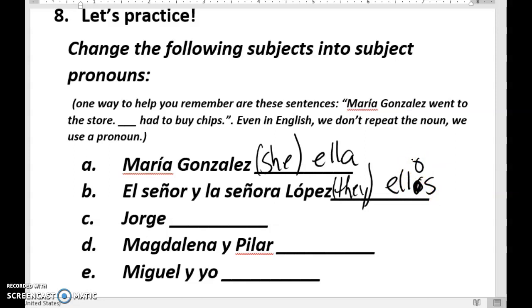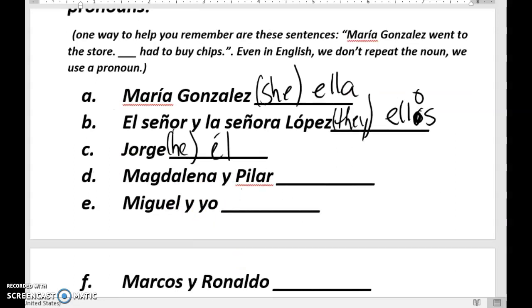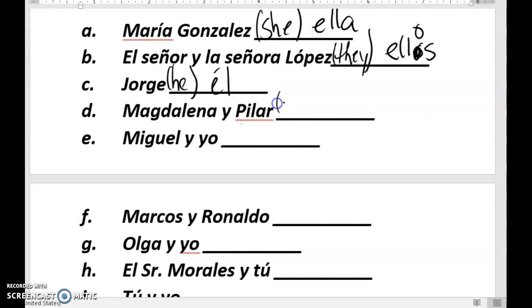Jorge went to the store. Blank had to buy chips. In English, we would say he. It's él. There's an accent on that. Otherwise, it means the. We know that. Magdalena and Pilar went to the store. Blank had to buy chips. Those are two girls. So we need the feminine. Ellas. Ellas had to buy chips.